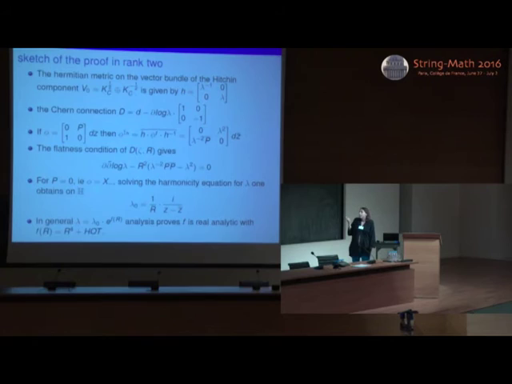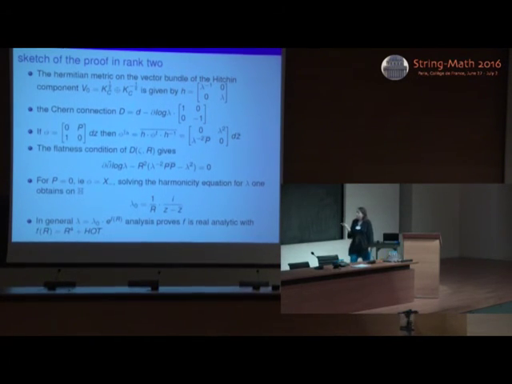So it will be a matrix H of the form lambda inverse and lambda, a diagonal matrix, where lambda is a positive real valued function. And the D, the connection, becomes the Chern connection associated to the Hermitian matrix, and it has this form. And once we start with a section on the Hitchin component, then phi dagger is just the associated Higgs field.